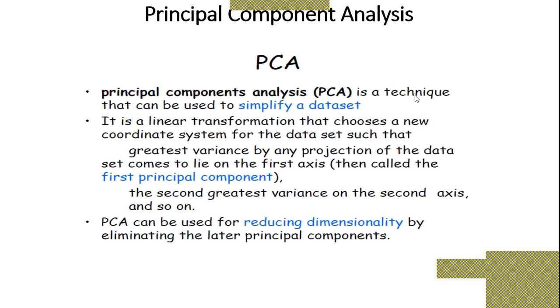Principal component analysis is a technique that can be used to simplify a data set. It is a linear transformation that chooses a new coordinate system for the data set such that the greatest variance by any projection of the data set comes to lie on the first axis. This is called the first principal component. The second greatest variance is on the second axis, and so on. PCA can be used for reducing the dimensionality by eliminating the latter principal components.